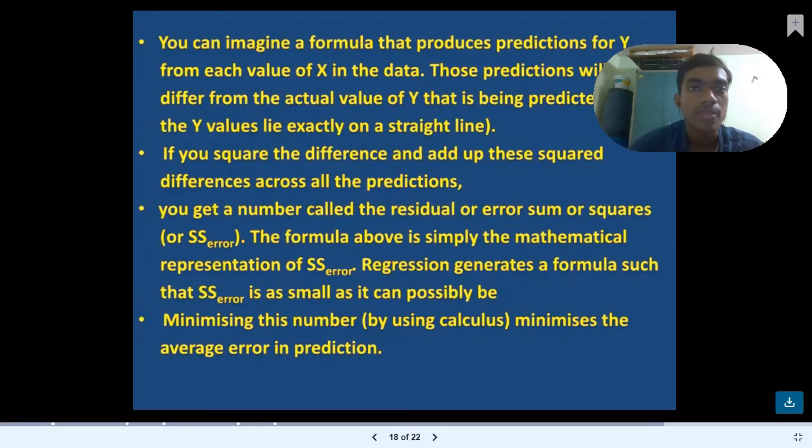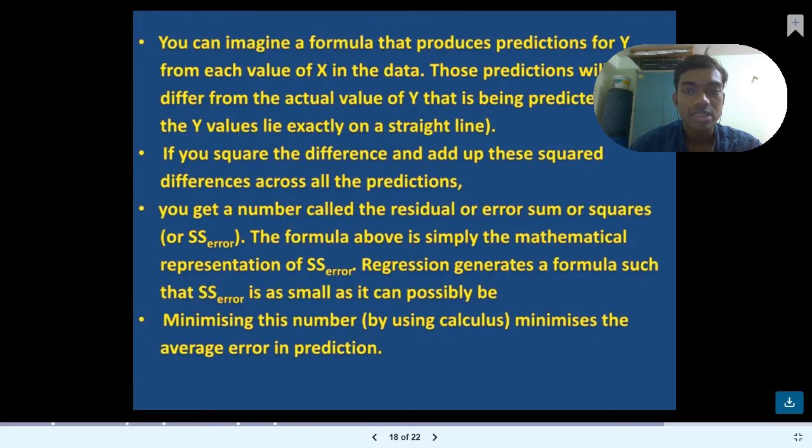So now we can imagine a formula that produces a prediction for y for each value of x in the data. Those predictions will usually differ from the actual value of y that is being predicted, unless the y values lie exactly on a straight line. If you square the differences and add up the squared differences across the predictions, we get a number called the residual or error sum of squares.